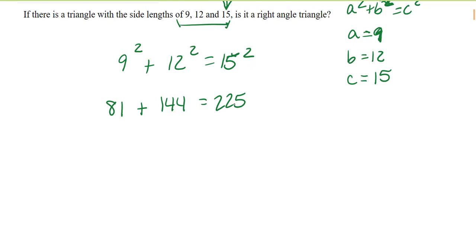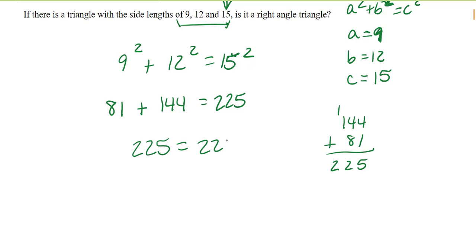So instead of getting a calculator out, let's just do this really quick over here. 4 plus 1 is 5. 4 plus 8 is 12. Carry the 1, and then we get just 2. So 225 is equal to 225. So this checks out. We would say that this triangle is a right angle triangle based upon the Pythagorean theorem. Now let's look at another example.